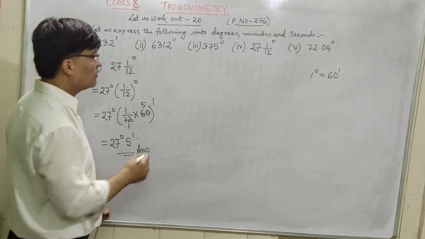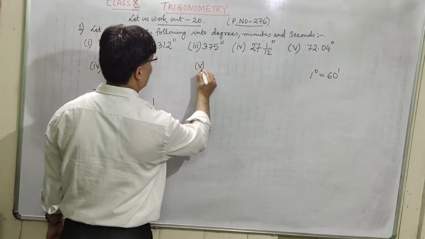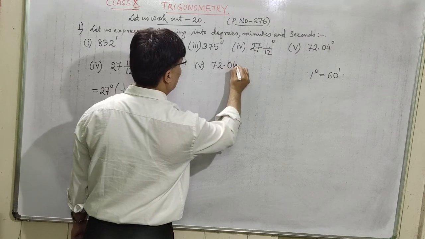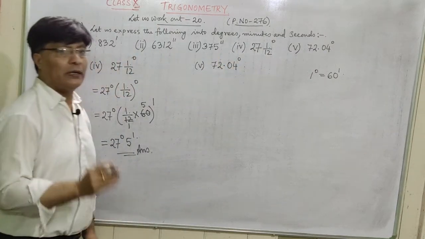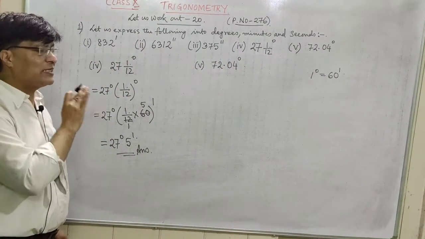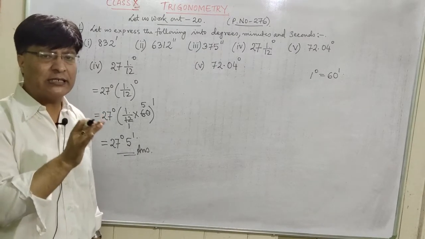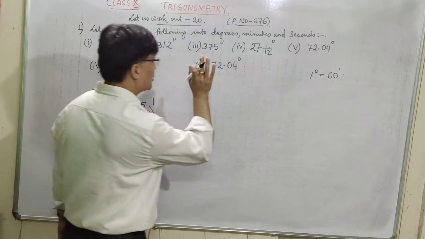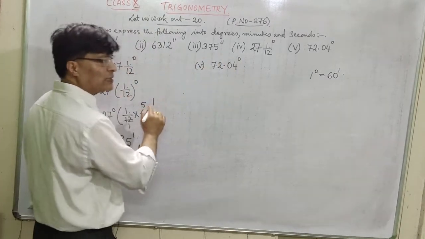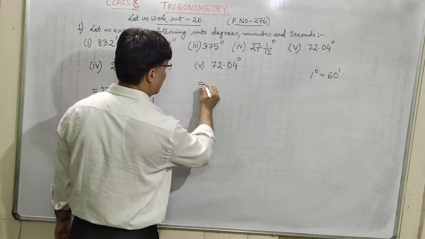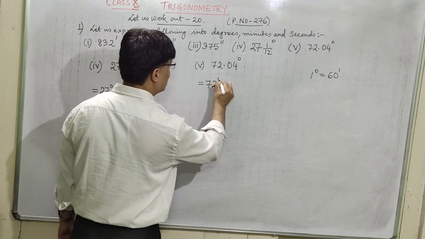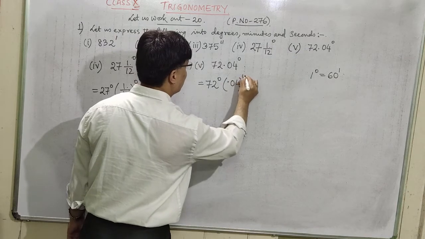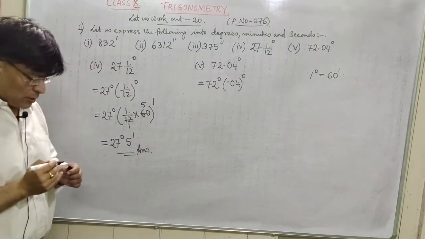So let's do question number 5. Question number 5 is 72.04 degree. Now you have to convert this 72.04 degree in terms of degree, minutes and seconds. It can be written as 72 degree and also 0.04 degree.